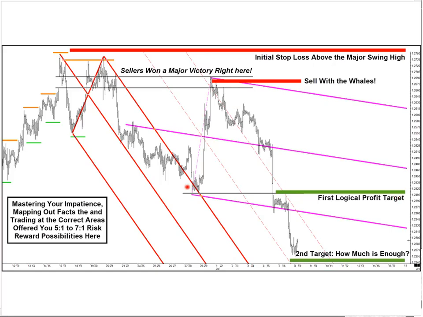Because if you'd held on too long here, when it went vertical, you'd be fighting the urge. You'd be saying, well, look how much money I had. Now it's up here. I don't know if I want to get out here. Pretty soon you're back at break even. Same thing can happen here if you're not careful. Let me ask you a question. Everybody stop and think about this.